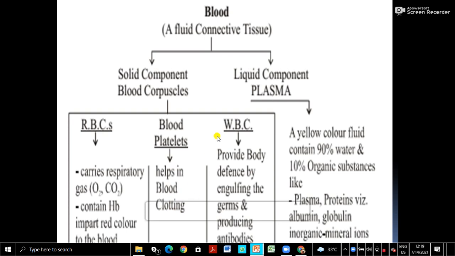Then we come to the blood plasma. Blood plasma is the liquid component or liquid part of the blood, and it is because of the plasma that the blood can flow.